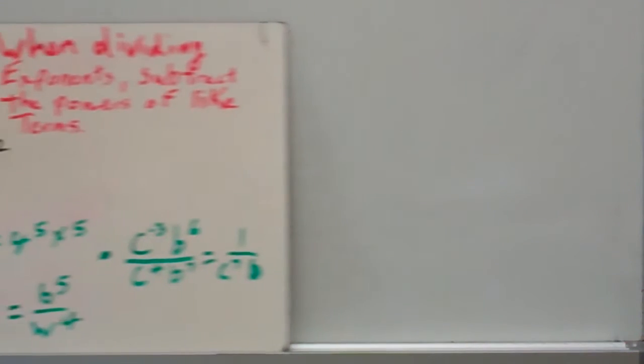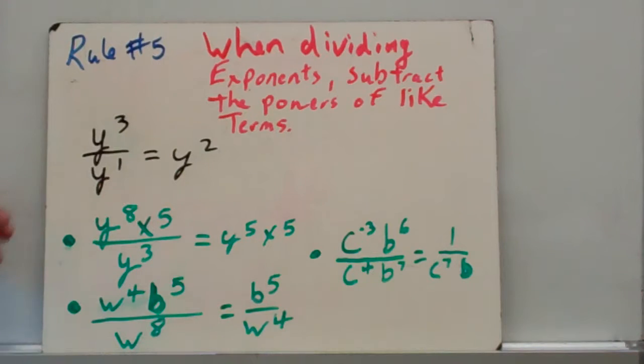So rule 5 will deal with division. And rule 5 states that when dividing exponents, subtract the powers of like terms. You can see I have y to the third and y to the first. Okay? Those are your like bases. So when we subtract 3 minus 1, we get 2. And so in this case, we're left with y squared.